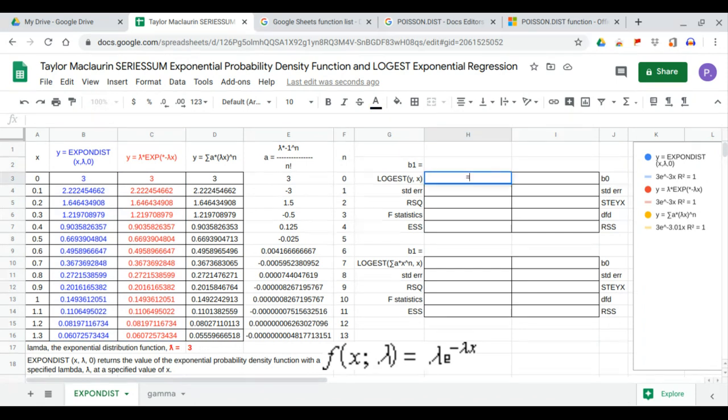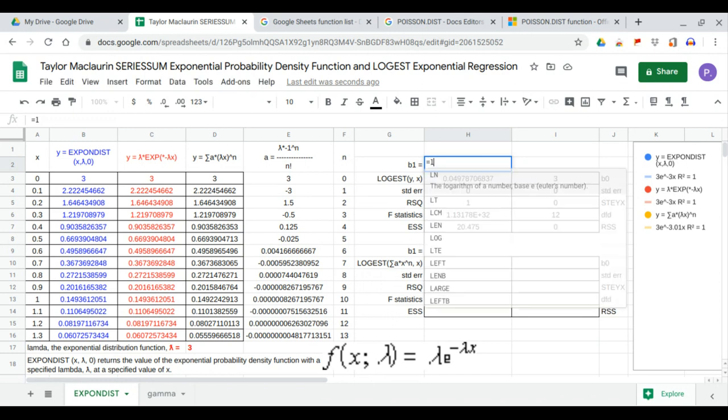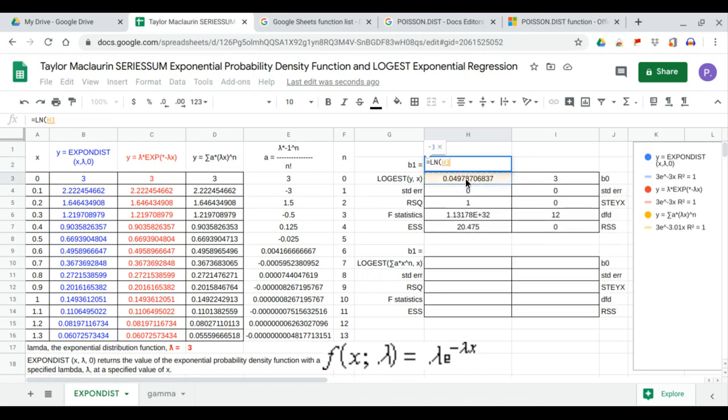So it is equal to LOGEST of data y and data x. I'll show the full statistics. Because we're regressing it against itself, our b0 is 3. Our b1, we'll have to calculate for b1, which is the logarithm ln of this value. Negative 3. Our b1 is negative 3.